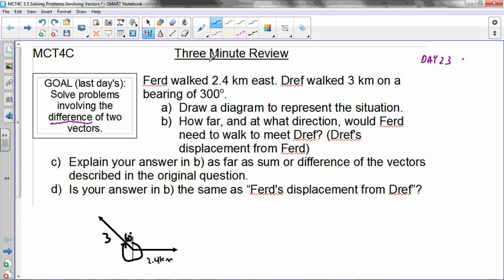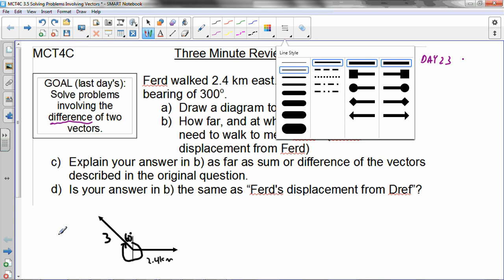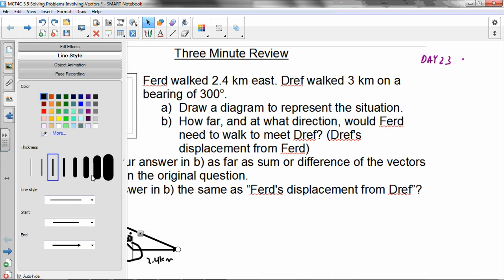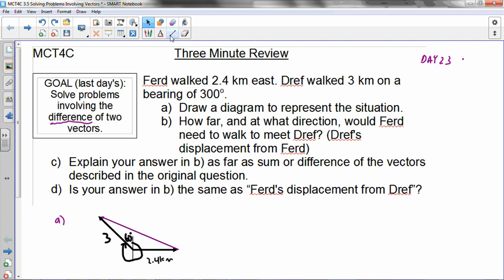Great. There's the situation. So the question is, in B, so this is A, how far and at what direction would Ferd need to walk to meet Dreff? So this is called Dreff's displacement. So it's a vector quantity, right? So Ferd's here, and he'd have to walk in this direction, and at that distance, that magnitude. So I'm going to change the color of that just so we can see it. I'm going to call that the displacement vector, okay?